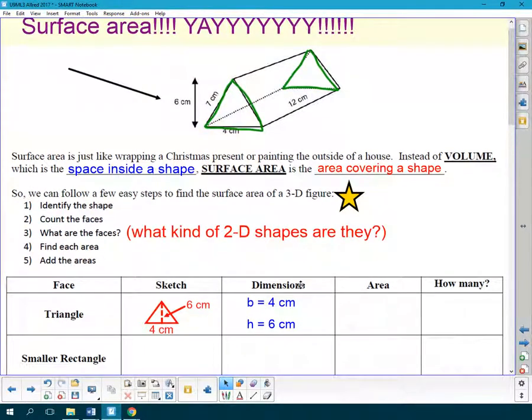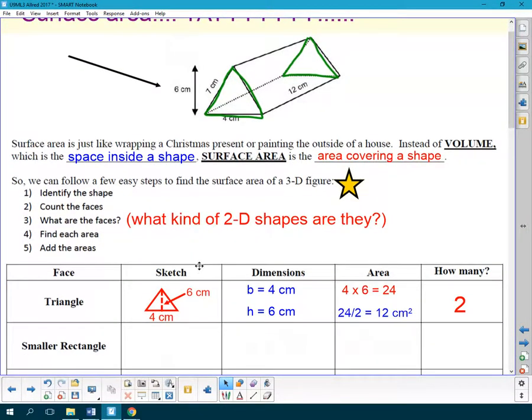I can find the area of one of those triangles by doing 4 times 6 and getting 24, and then doing 24 divided by 2, base times height divided by 2, and getting 12 centimeters squared. The truth is there's 2 triangles just like that one, so I'm going to take account for that at the end when I add up all my areas. But I do see 2 triangles just like that one.